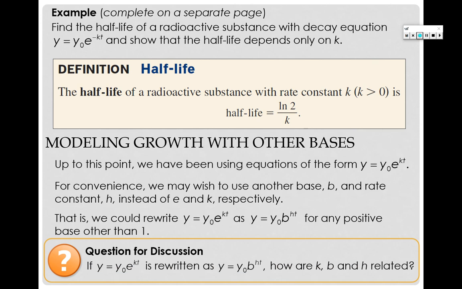So you could use any base you want. You can use 2 as your base if you want to talk about doubling time. You can use 1/2 as your base if you want to talk about half-life. You can use 1.05 as your base if you want to do 5% growth. There's lots of choices for that base there. Now, if y equals y naught e to the kt is written as y equals y naught b to the ht, how are those two things related?